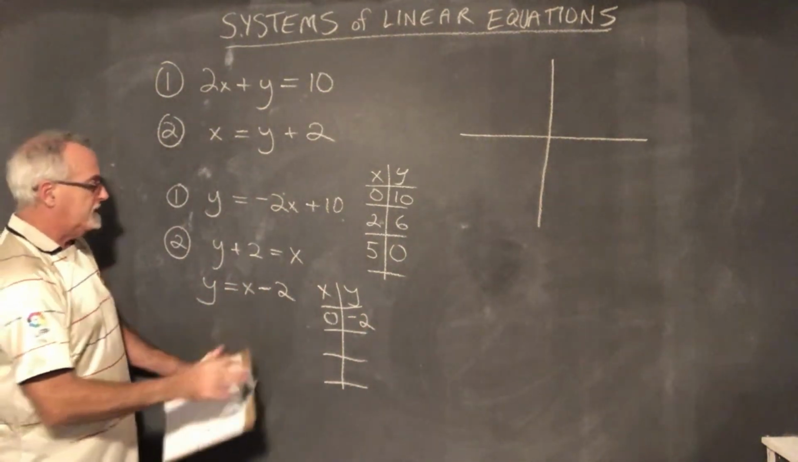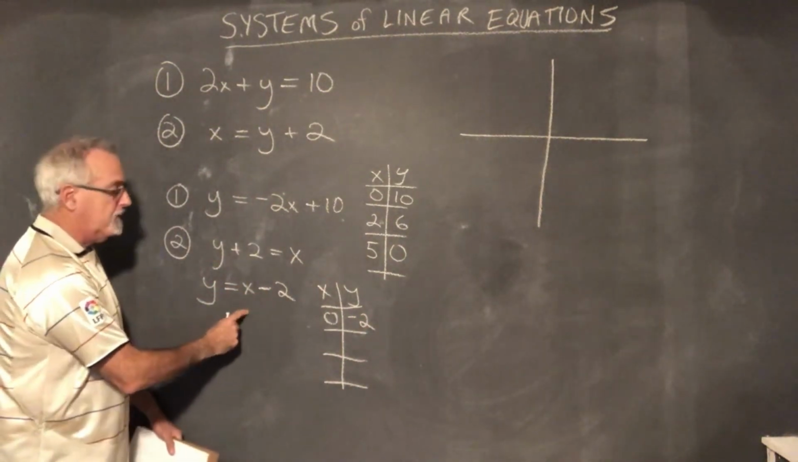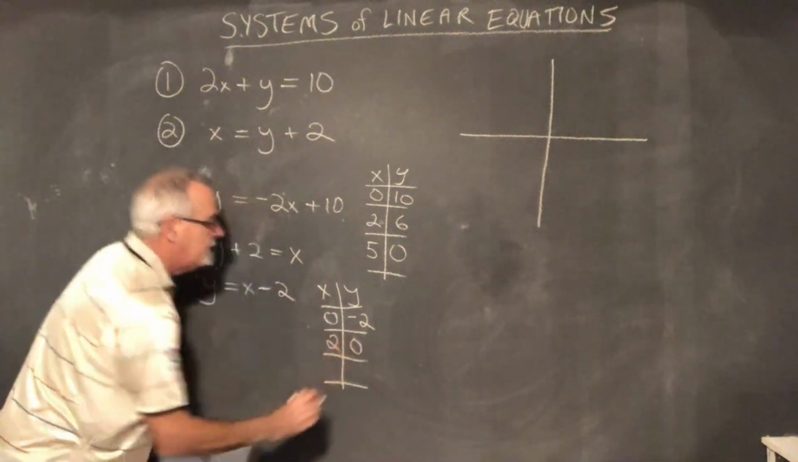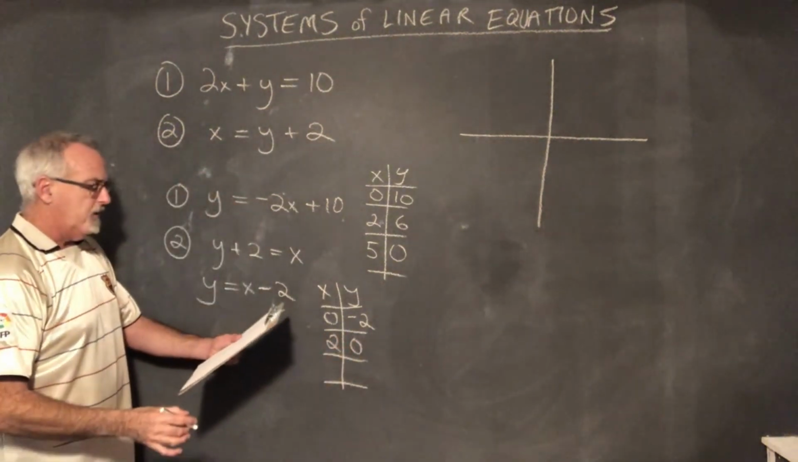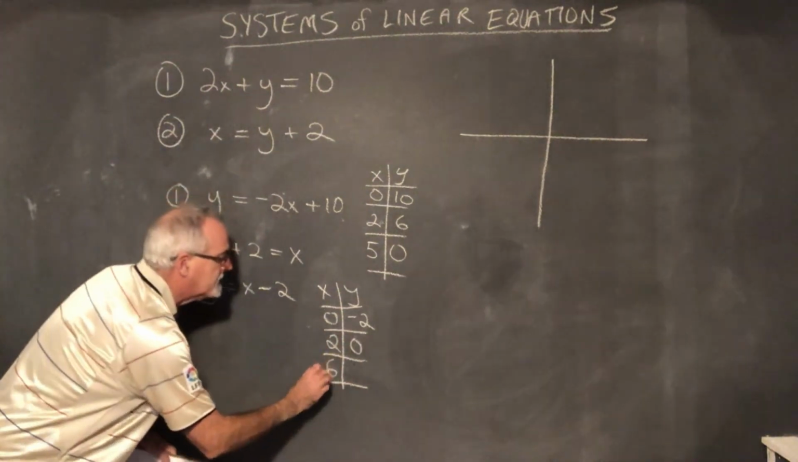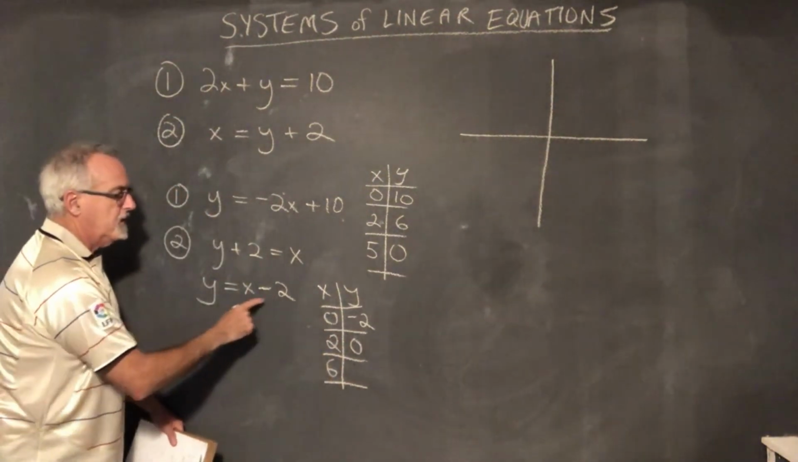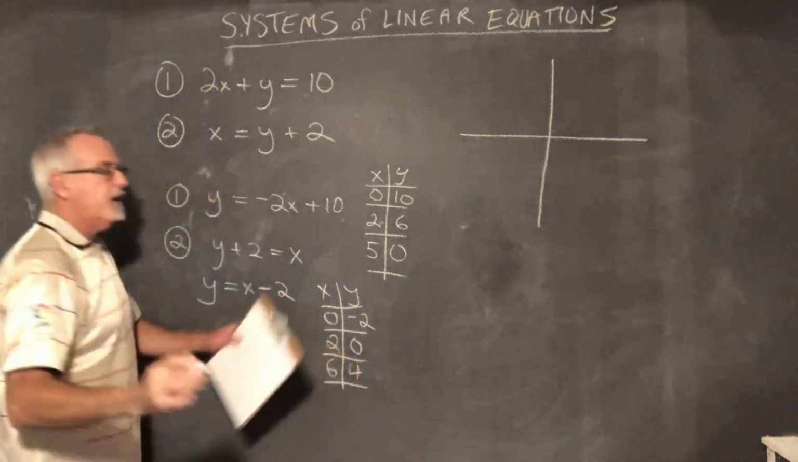If x is 2, then 2 minus 2 is equal to 0, y is equal to 0, and to do a third point, I always like to do a third point just to make sure. If x is 6, y equals 6 minus 2, which is 4, my y is 4. I can graph these lines.